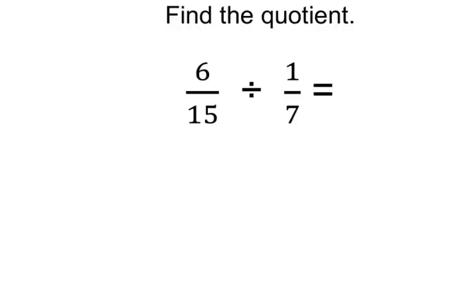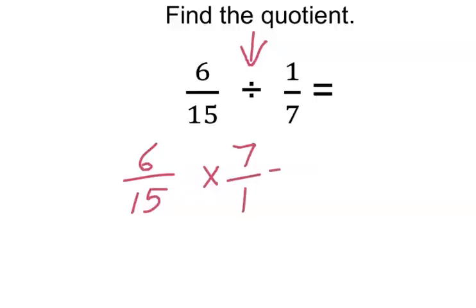Okay, we are going to find the quotient, and once again, they really like to give us a division, because if it's not division, you just keep it like it is and just multiply straight across. So they want us to keep, change, flip. So we have 6 over 15 times 7 over 1.